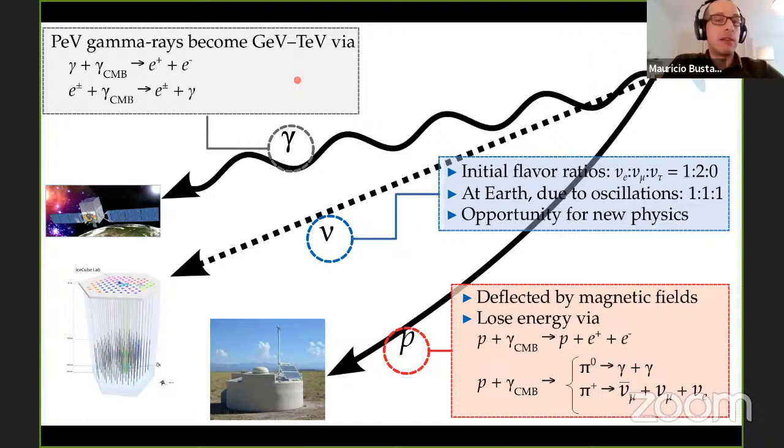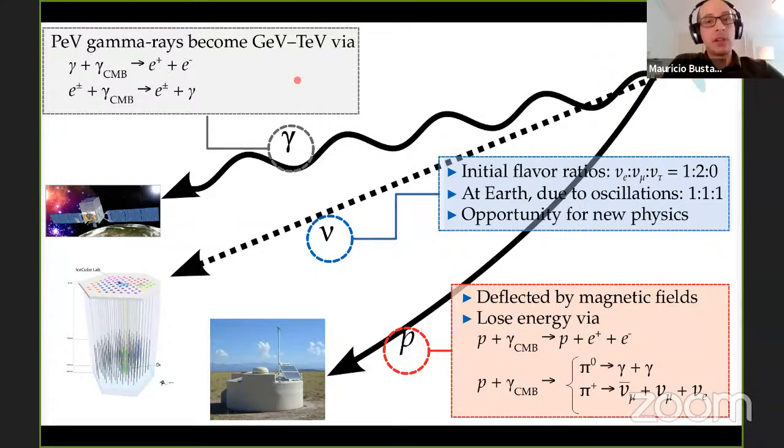They are, however, emitted with an initial, what we call flavor ratios or flavor composition, of 2 mu neutrinos per each electron neutrino produced, and no new tau production is expected at the sources. That is because to produce new taus, you need to produce charm mesons, which are massive and difficult to produce under the conditions existing in the sources. So you don't expect new taus to be produced. You don't expect new e and new mu to be produced.